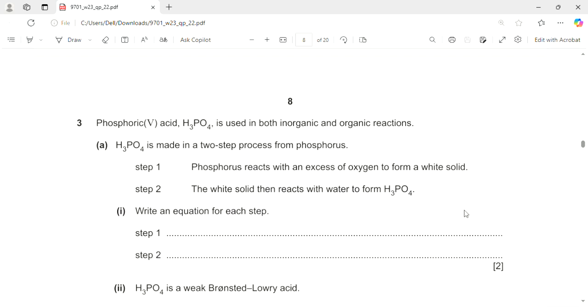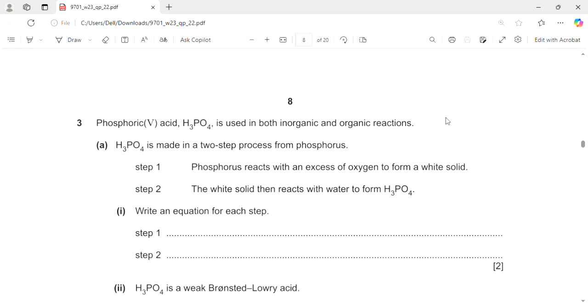Assalamu alaikum students. So today we will do chemistry Cambridge AS and A level 9701 October November 2003 question number 3. Okay, so here is question number 3. Phosphoric acid H3PO4 is used in both inorganic and organic reactions.